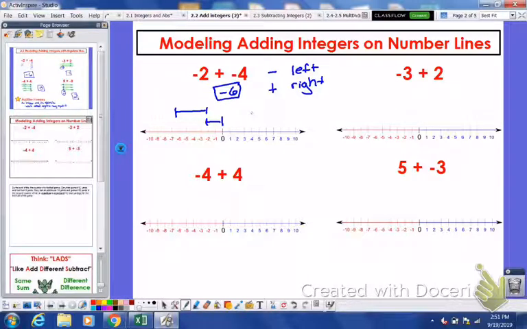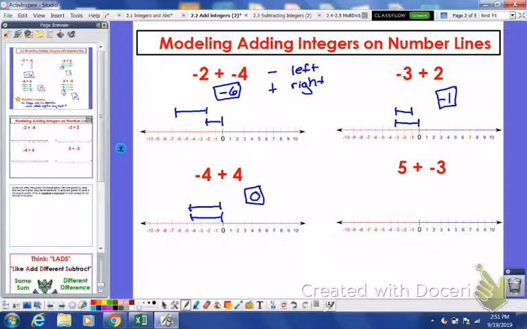So -3 plus 2, again, always start at 0. A negative, so 3 to the left. And from that -3, I have a +2. So we'll go 2 back to the right, which lands us at -1. And -4 plus 4, starting at 0. 4 to the left. From that point, +4, so 4 back to the right. And again, you'll see we end at 0.